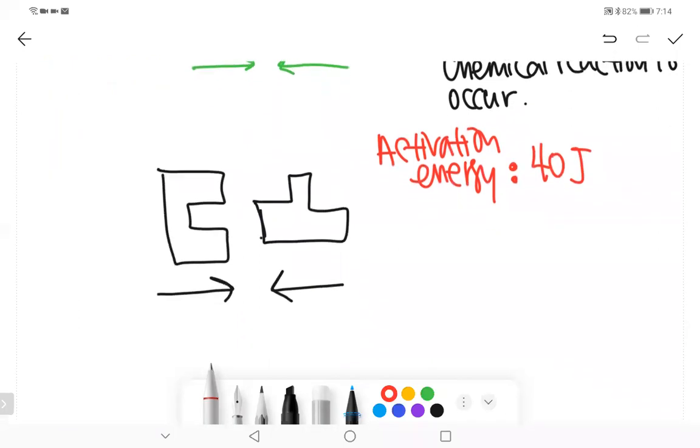So if these two particles collide in this way, and then they have 52 joule. They have 52 joule. Type in the chat box. Do you think they can react? Yes or no?